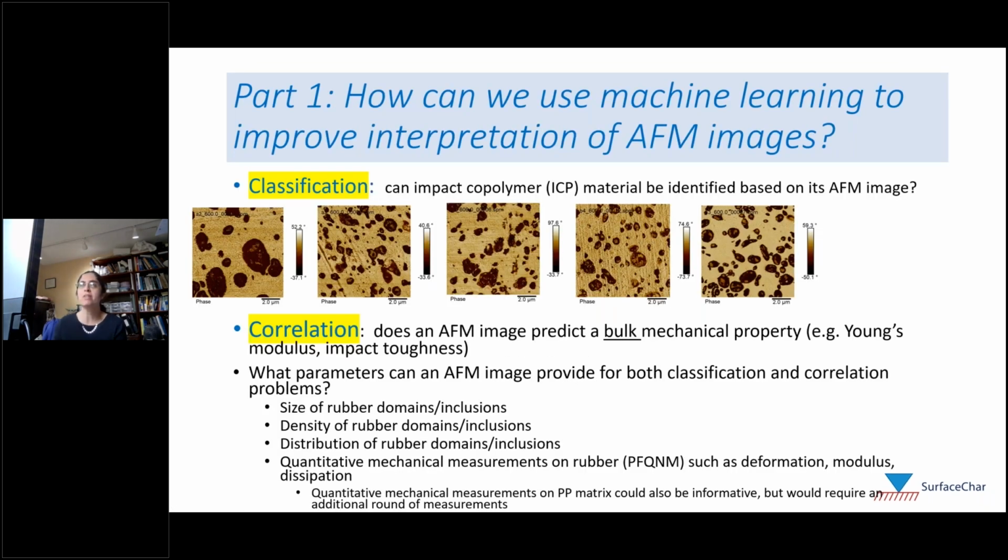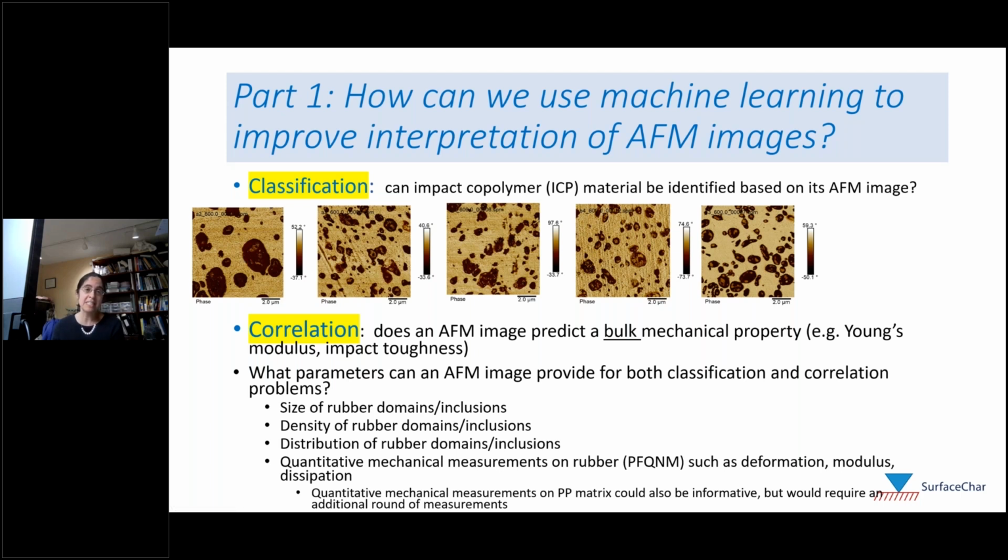So the first part really focuses on how we can use machine learning to improve our interpretation of the AFM images. And we tackled two different scenarios. One was a classification problem where we wanted to ask a question about a particular kind of material. They're called impact copolymers. They're ubiquitous in the chemicals industry, a very common kind of polymer blend where you have a polypropylene matrix, like a stiff material here in the background, and then these rubber domains.